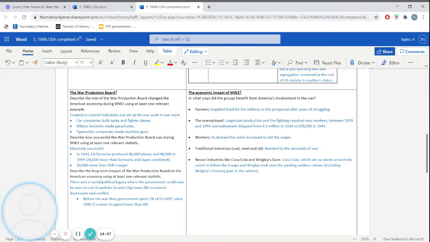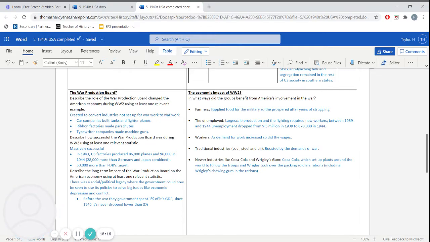And then newer industries like Coca-Cola and Wrigley's Gum also found use for themselves during the war. Coca-Cola set up plants around the world to follow US troops, to make sure that they could get a nice bottle of Coke in their rations. And Wrigley's gum took over the packing of soldiers' rations, and they included their chewing gum in those rations.